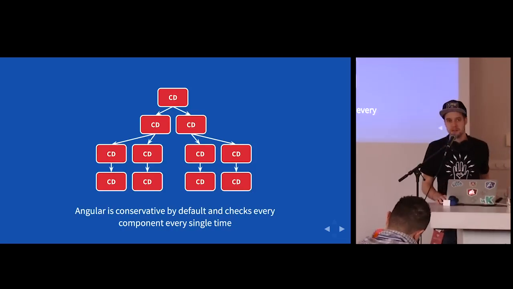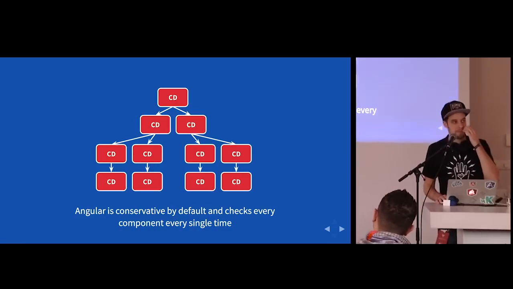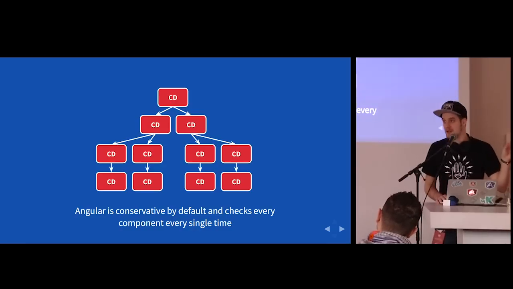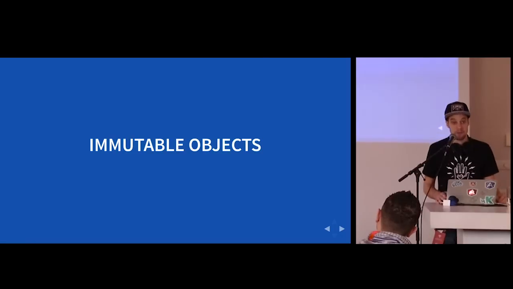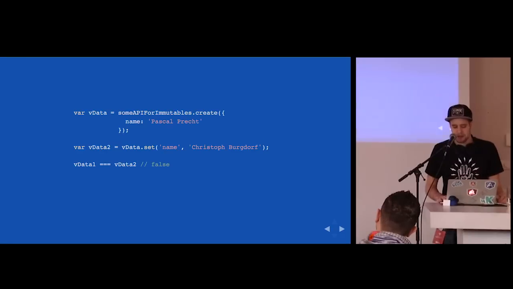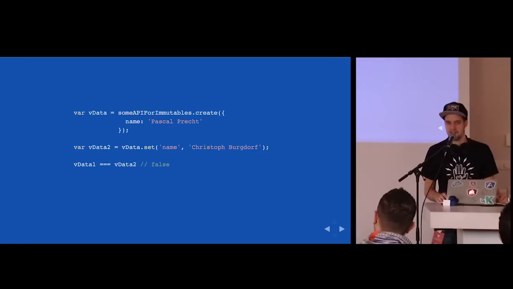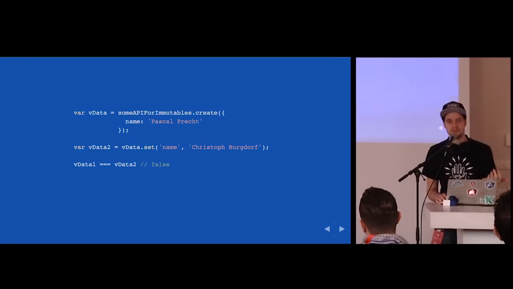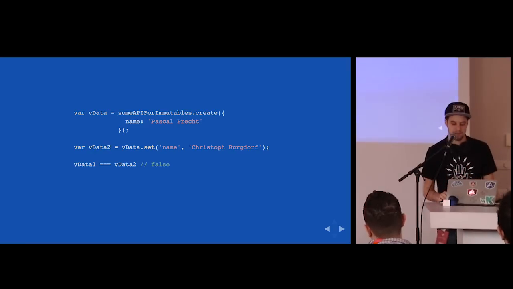Again, what if we could do something like telling Angular, hey, we know that this particular thing didn't change, so we can skip it. We can do that with immutable objects. And to give you an idea why that helps, I give you some sample code that shows what immutable objects mean. Immutable objects are basically objects that cannot change.